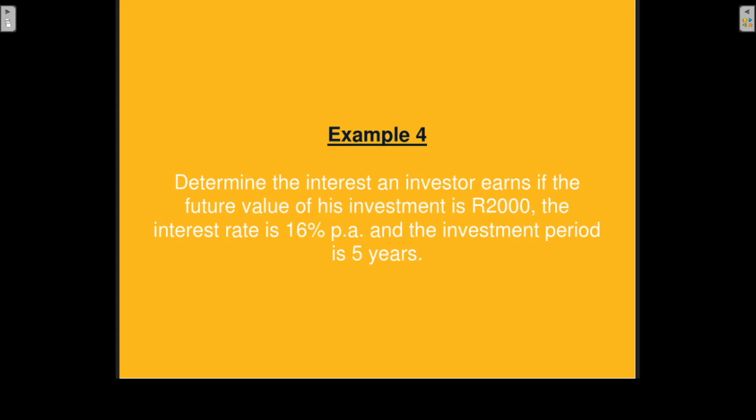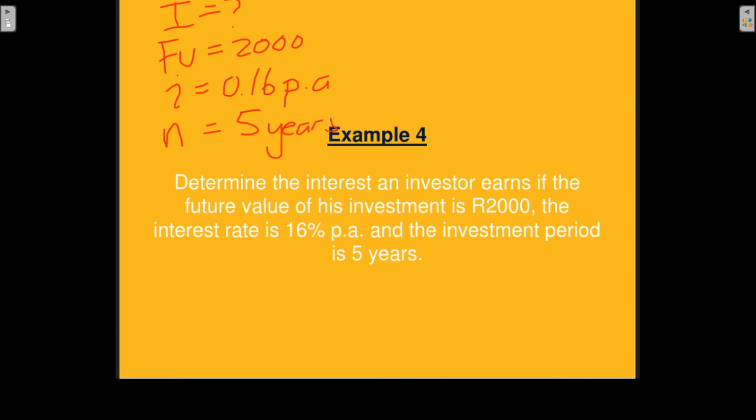Okay, example 4. Determine the interest an investor earns if the future value of his investment is 2,000 rands. The interest rate is 16% per annum, and the investment period is 5 years. Okay, so first of all, we would like to know what the interest is. We have the future value equal to 2,000 rands, the interest rate equal to 0.16 per annum, and n equal to 5 years.